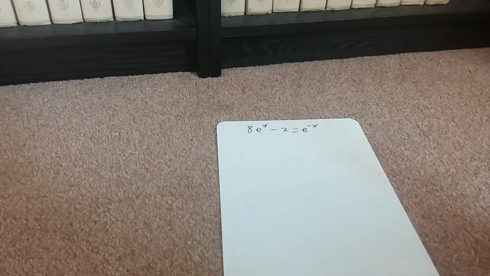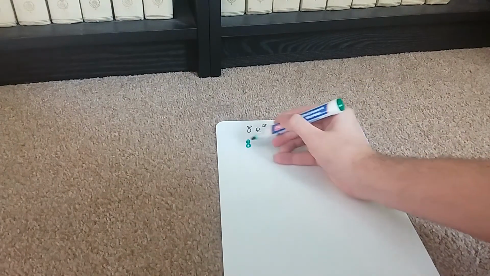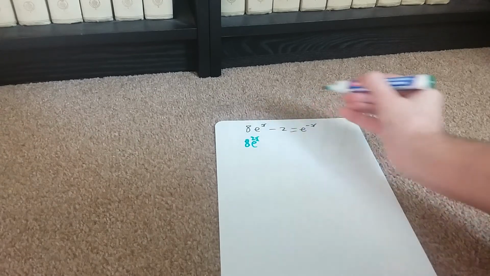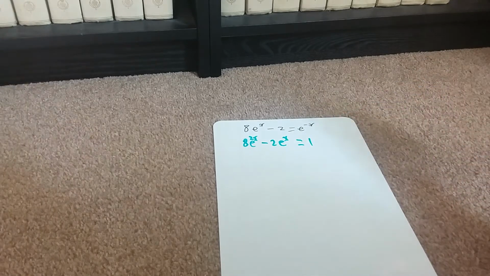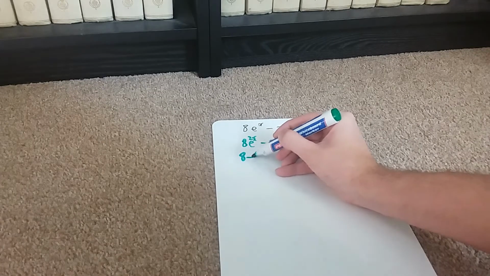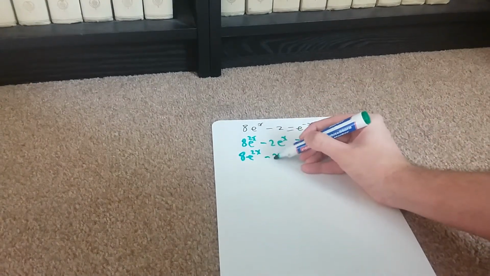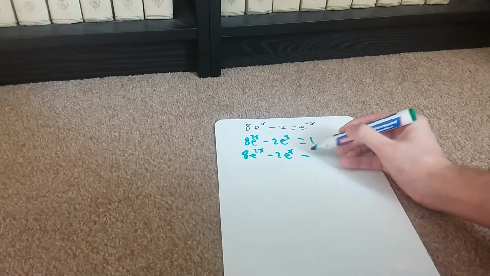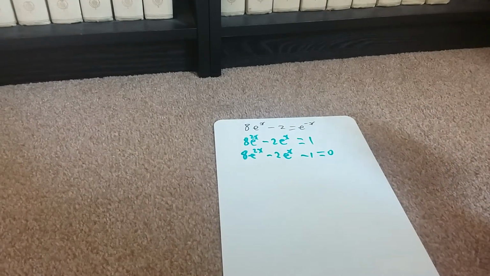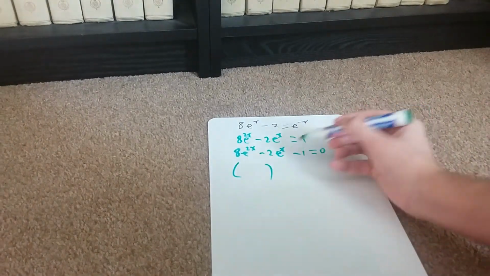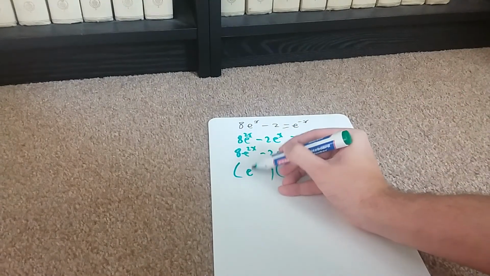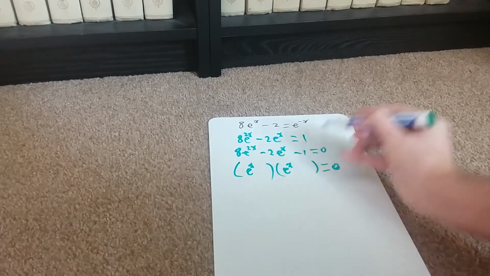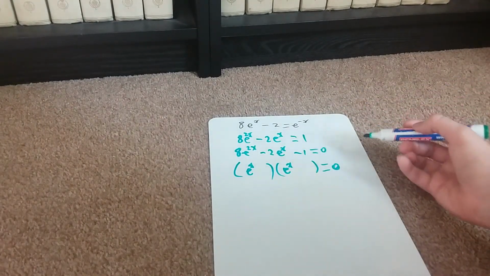So if I multiply through by e to the x, we get 8e to the 2x minus 2 lots of e to the x, and then that thing over there will equal 1. That's a quadratic equation. I'm going to take it all to one side. So 8e to the 2x minus 2 lots, this is the linear term in the middle, minus 1 equals 0. Factorising it, well, we've got some choices to make here. We need some sort of e to the x and some sort of e to the x. We need to pick the numbers that go in front of them.